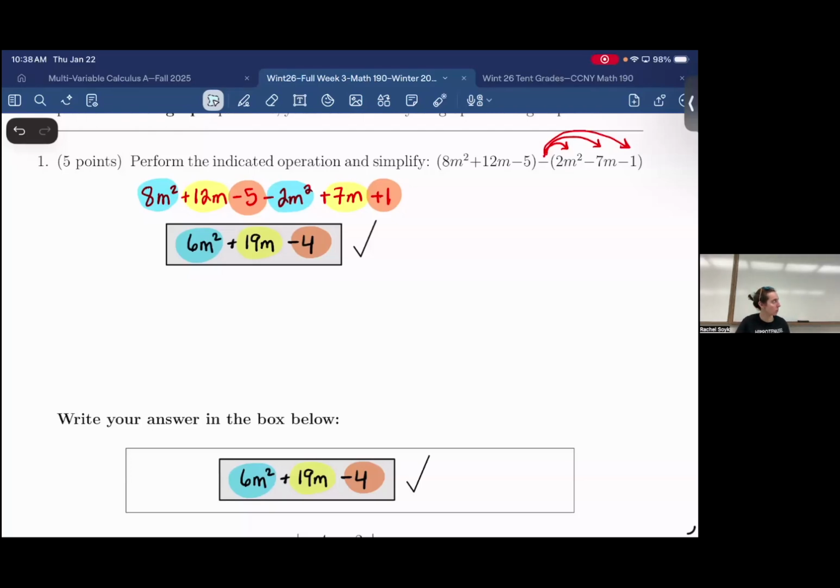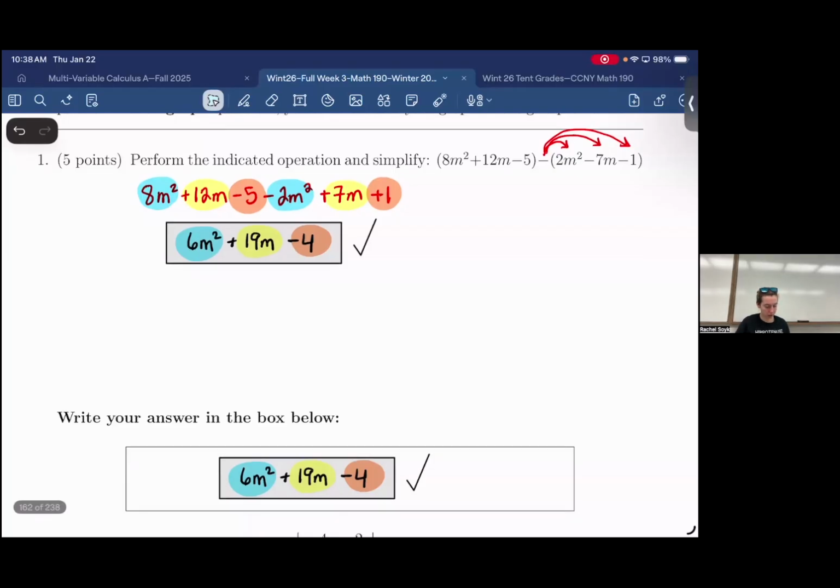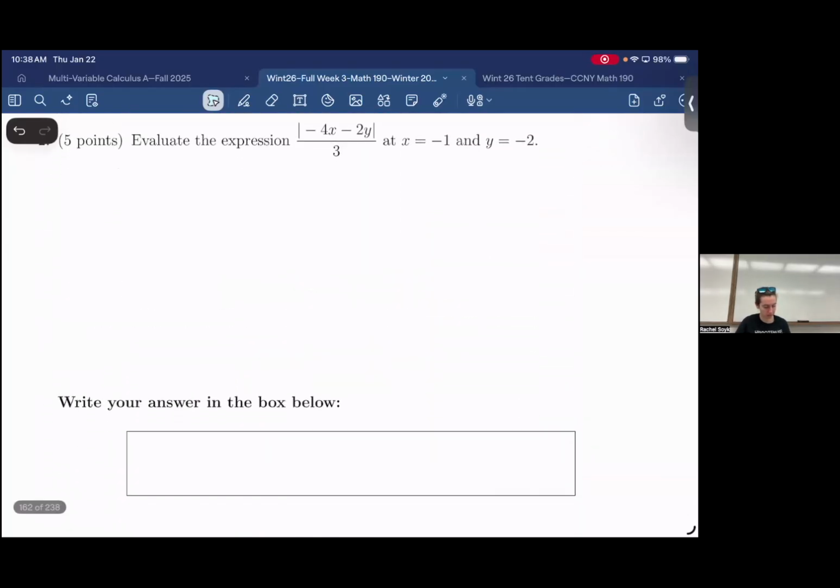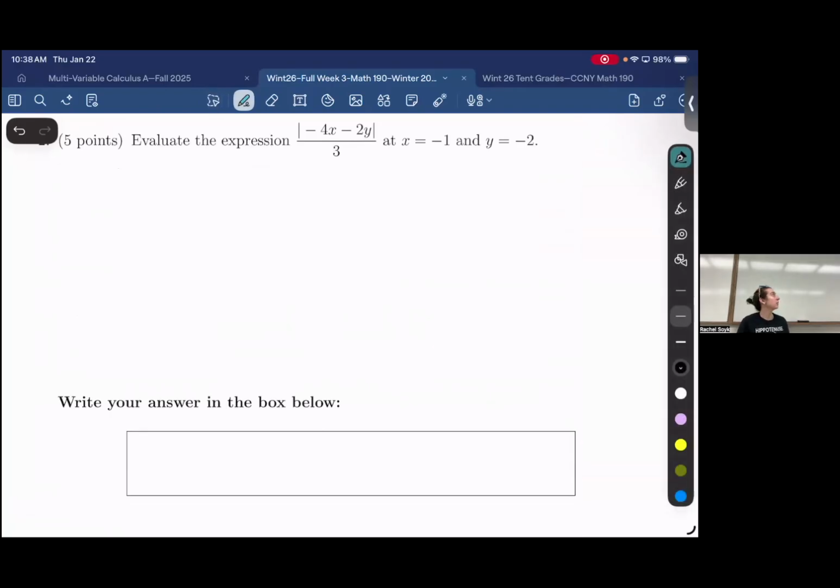All right, so now let's move on to question 2. We have evaluate the expression: the absolute value of negative 4x minus 2y all over 3 at x is equal to -1 and y is equal to -2. So this is a substitution problem. Wherever you see an x, you're going to plug in some parentheses and fill it with -1. Wherever you see a y, you're going to plug it in with parentheses and substitute it in with -2.